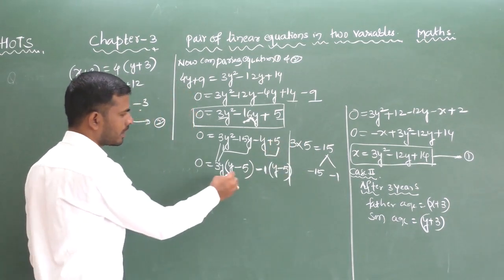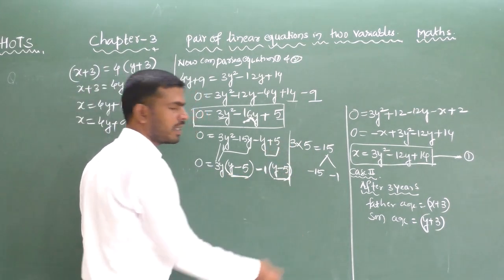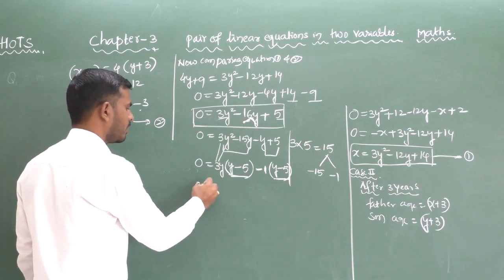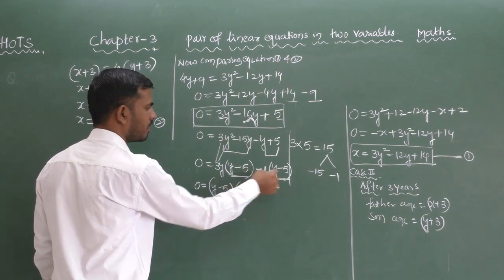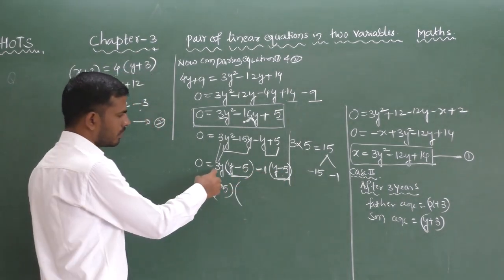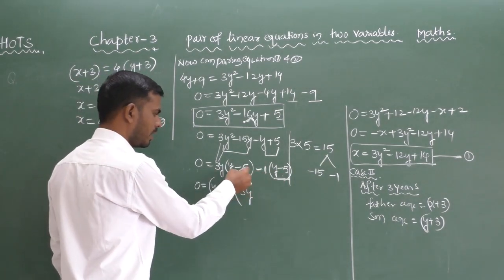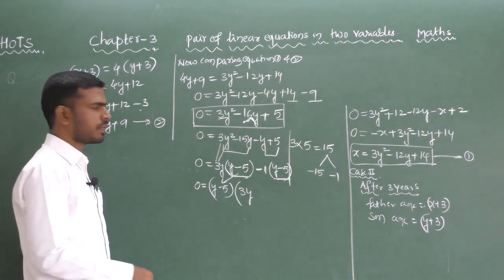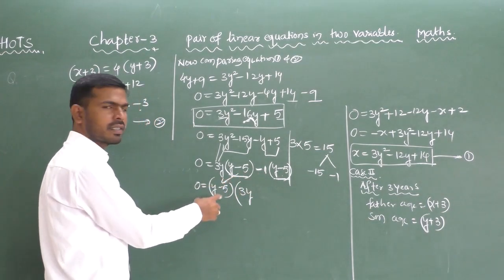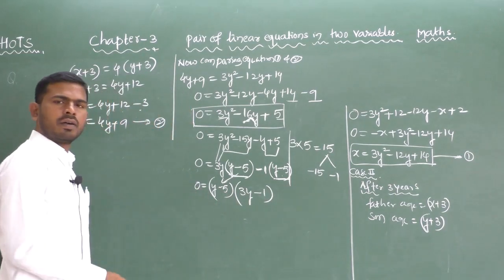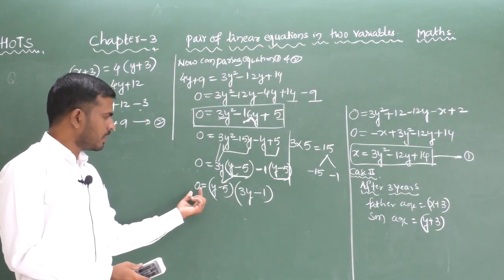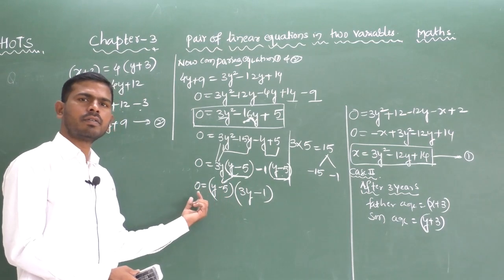Now again the common factor is y minus 5. You can take it equal to 0. Y minus 5 is a common factor of the whole term. So 3y, this is taken outside, y minus 5. Here y minus 5 is also taken outside, and here nothing is left but minus 1.